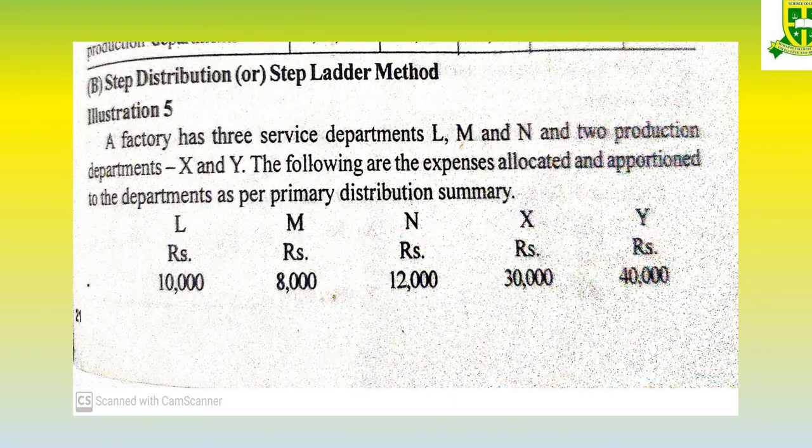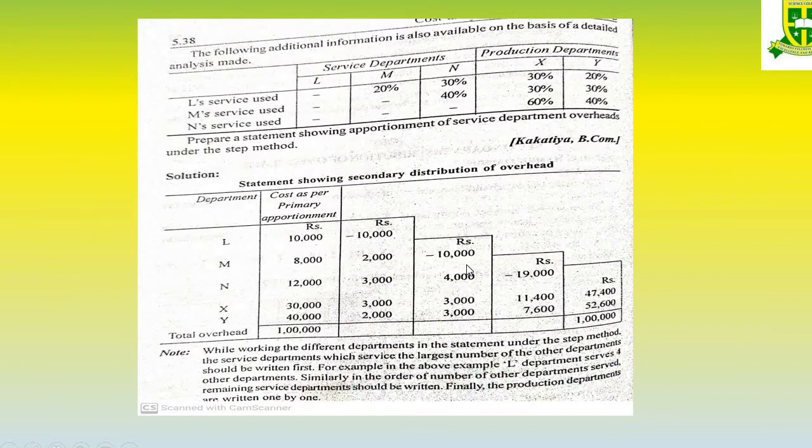The next method is the step ladder method. In the step ladder method, we have to divide the expenses stepwise. We are going to see two sums, and the first one is a simple sum. A factory has 3 service departments L, M, N, and 2 production departments X and Y. The expenses of the service and production departments are given, and they have also given the basis on which you have to divide them.